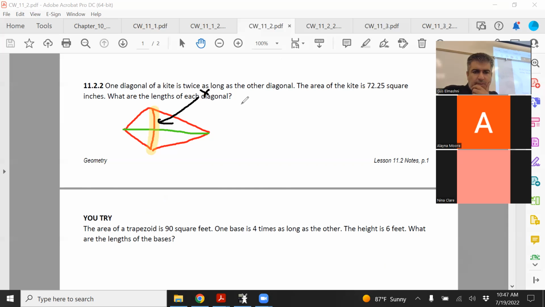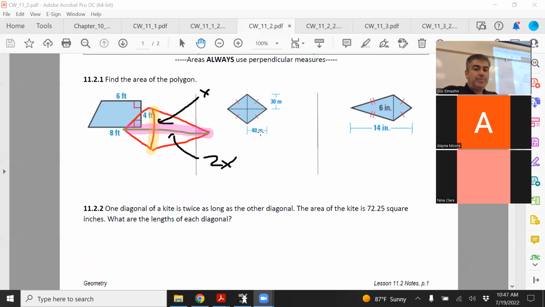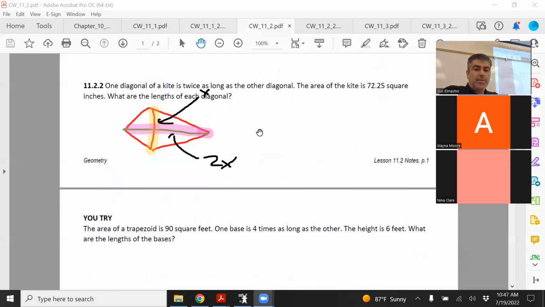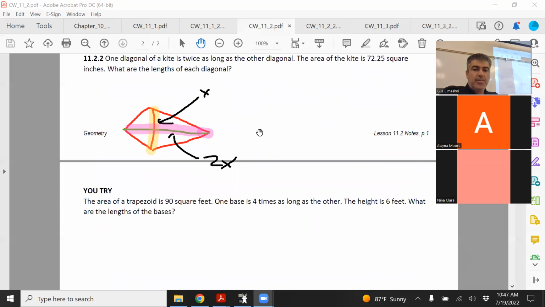Okay, then let's use a different highlighter. Well, I don't know that one either. But what should I call that in terms of X, knowing it's twice as long as the other? If the first one's X, what would the other one be? It's twice as much. 2X, very good. That's all you've got to do. And what's the formula? It's given to you up above. Kite, half D1 D2.